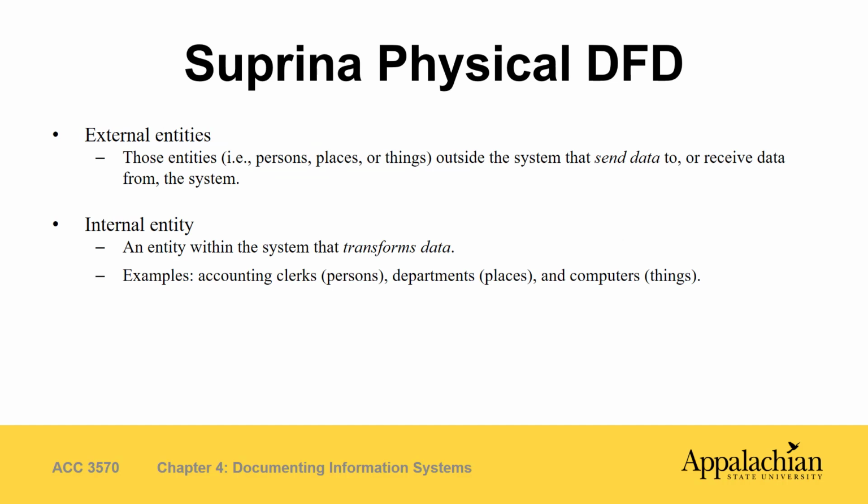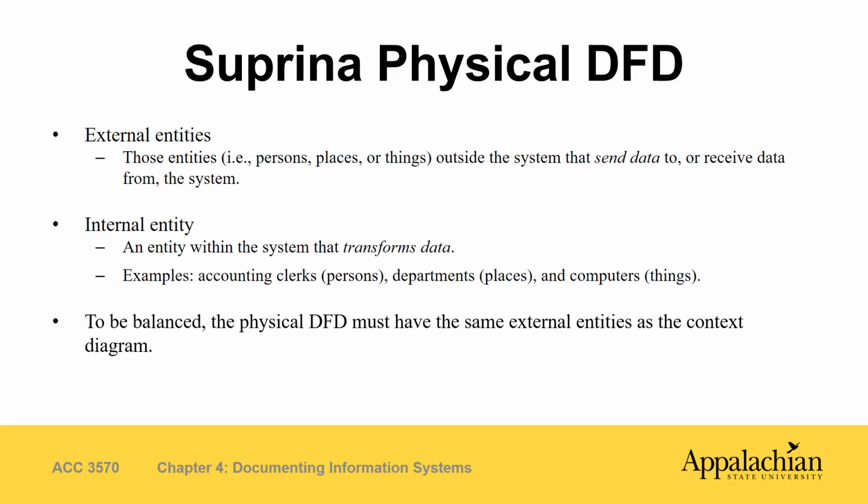External entities are the persons, places, and things outside the system that send data to or receive data from the system, as in the customer or the warehouse, and an internal entity transforms data. I have said several times that to distinguish between an internal and external entity, the question is, does it transform data? Another thing about data flow diagrams is they have to be balanced.